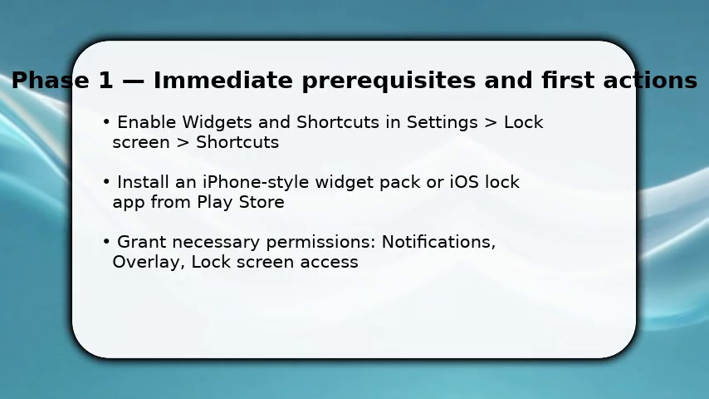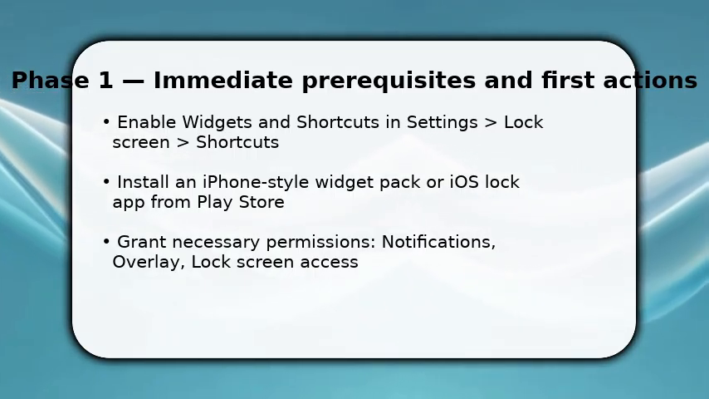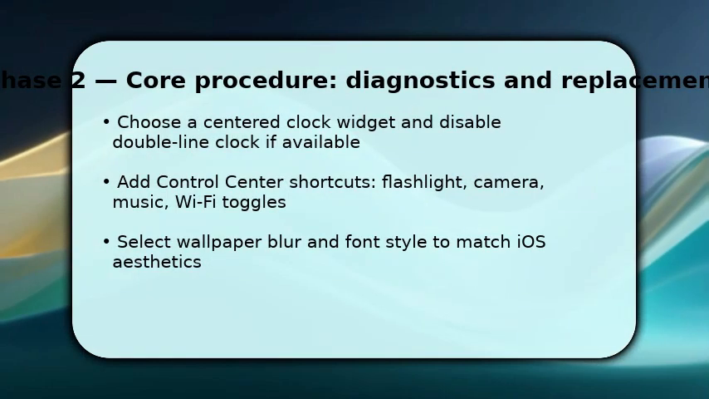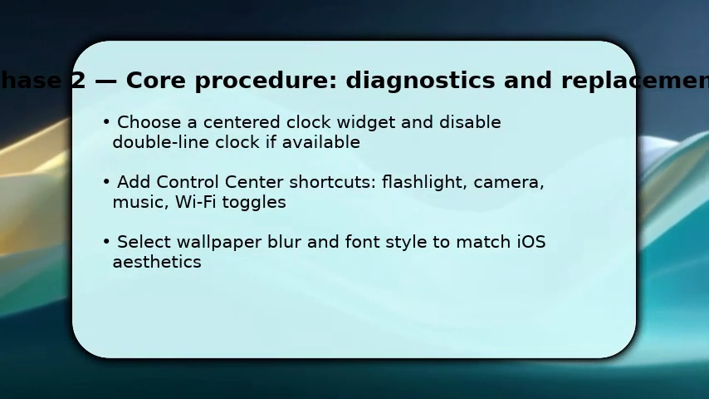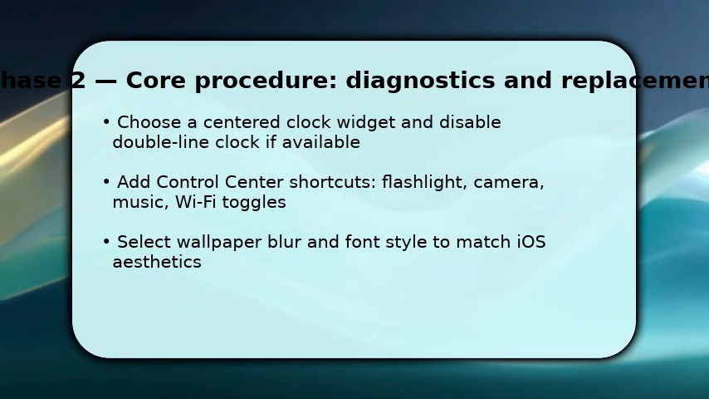Next, return to the app to begin configuring the layout. Don't skip permissions, or widgets may appear blank. Now you customize the layout to mimic iPhone. Pick a centered clock widget, then add essential controls like camera and flashlight as bottom shortcuts.